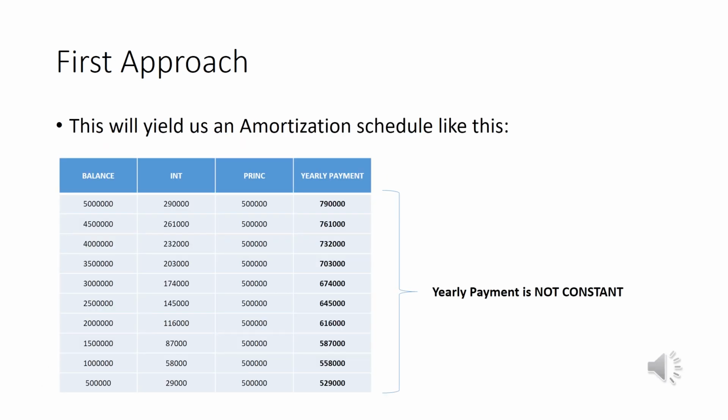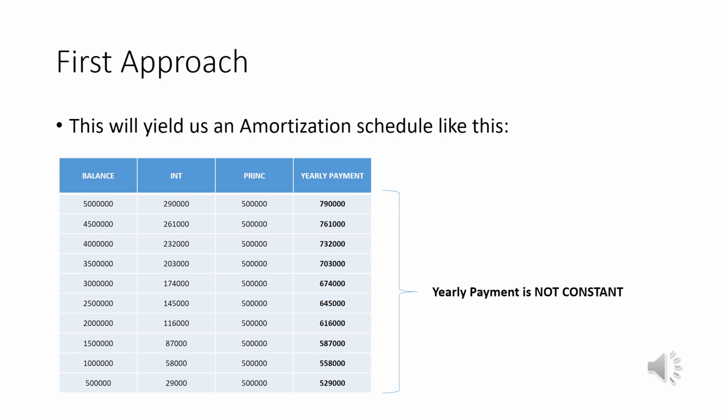This method is very simple and it will yield us an amortization schedule like this. If you focus on the last column, which is the yearly payment, it keeps on changing. It starts with 790,000, then it goes to 761,000, and finally at the 10th year it is at 529,000. This yearly payment is not constant.